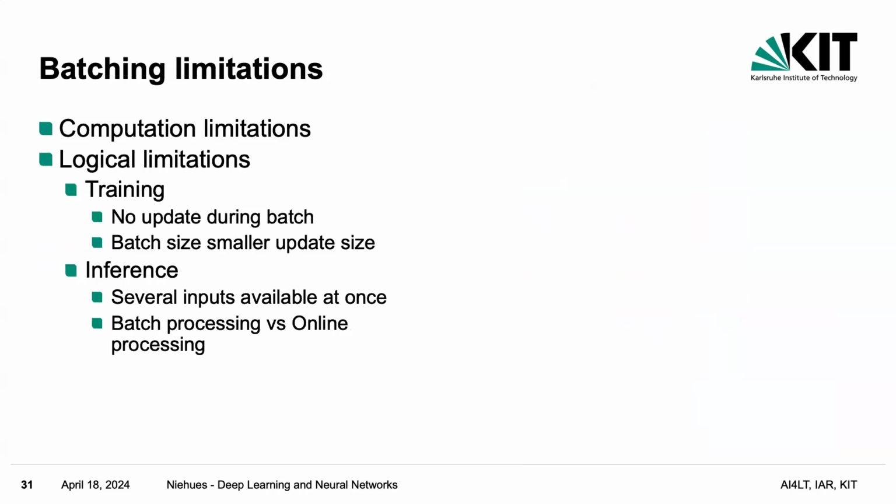But here, the question is, are all your inputs available at once, or do you have to wait for them? If you process a full batch together, then you can do that. But if the things come in one by one, then of course you can't do that, and you have to do normal processing.